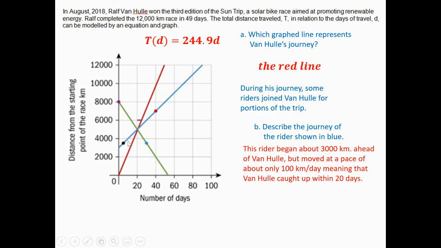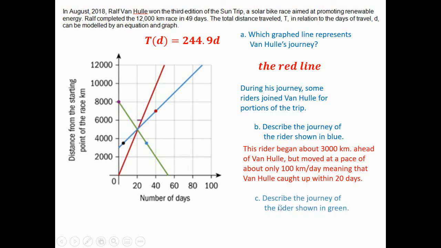All right, he moved at a pace of about 100 kilometers per day, and I determined that just by picking 2 points along here and finding out the slope. So about 100 kilometers a day, which is quite a bit slower than Van Hoele, who's moving at about 245 kilometers per day, right? And you can see there's less slope, so you can see they're moving slower than he is. Meaning that Van Hoele caught up within 20 days. So you can see he's catching up, and at 20 days right here, those two lines intersect. So at about the 5,000 kilometer mark, Van Hoele caught up to this rider who had started way ahead of him, and then he was ahead of him after that.